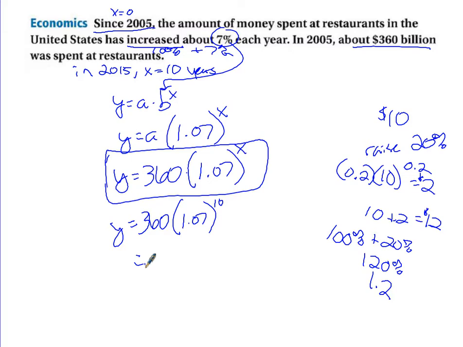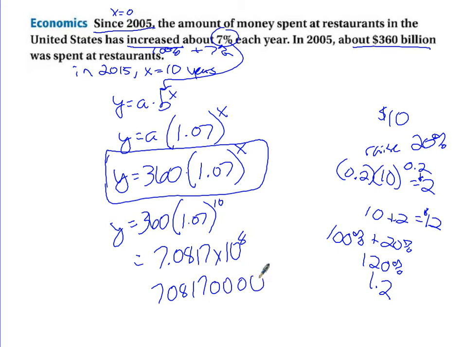Sorry, can you read them again? Times 10 to the 8th? I don't think so. Did you enter in 360 billion or just 360? Oh, you entered in all the zeros? Okay. So what we have here is we've got to move the decimal place over 8 places. So we have 70817. Now move it over 8 places. 1, 2, 3, 4, 5, 6, 7, 8.